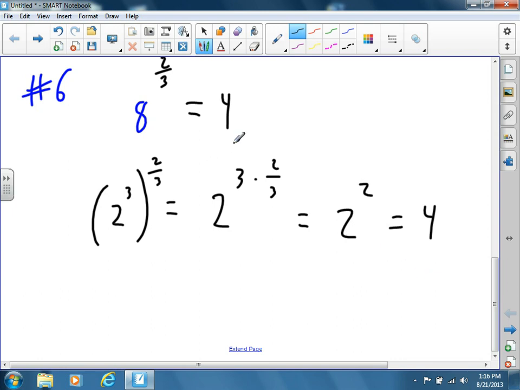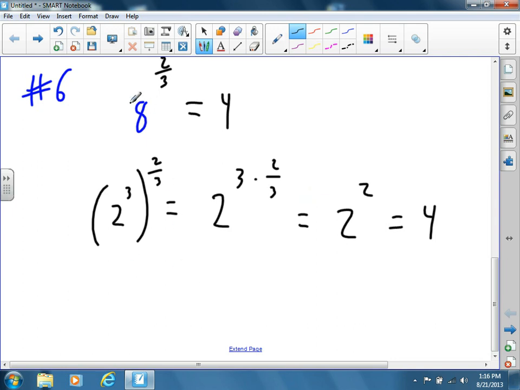I just wrote down 4. But again, there's no reason you can't just put it in your calculator. So 8 raised to the 2/3. We just do 21 and a third, because I forgot to put parentheses in.